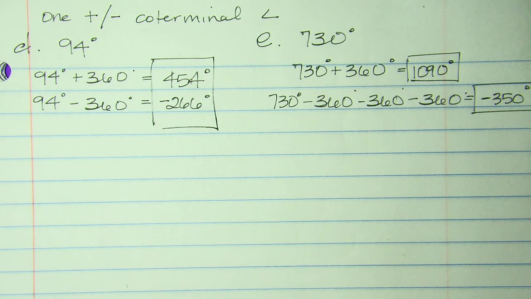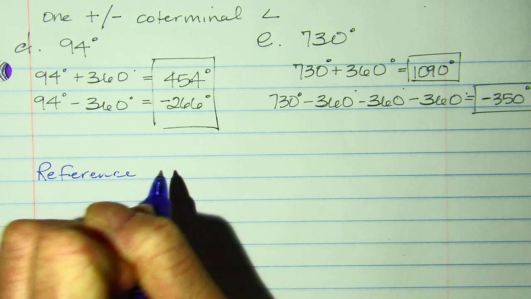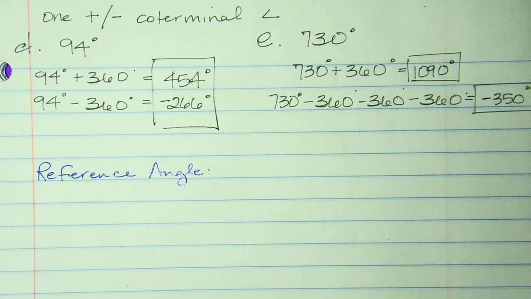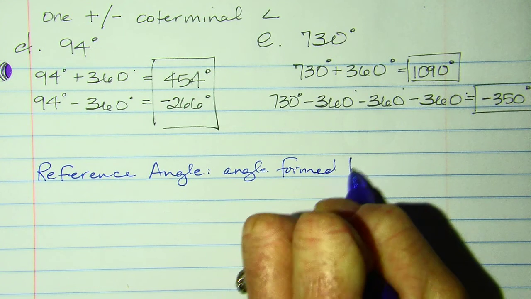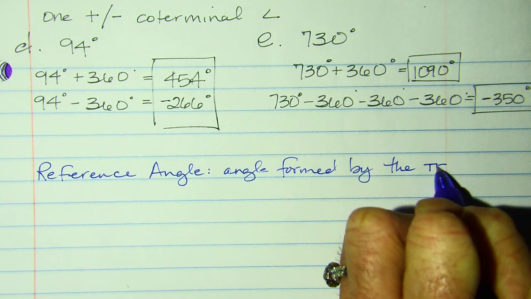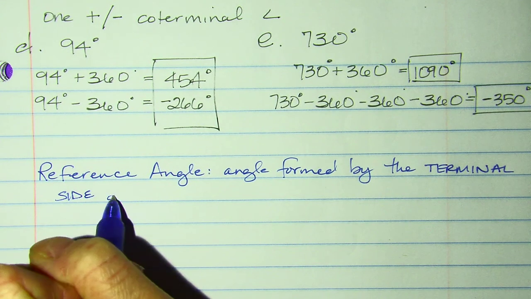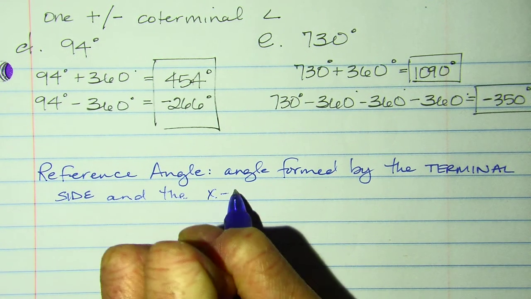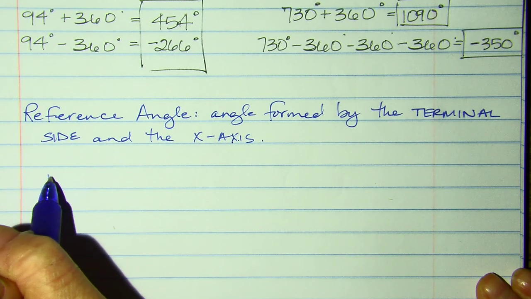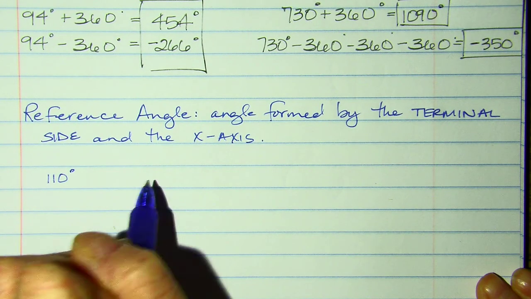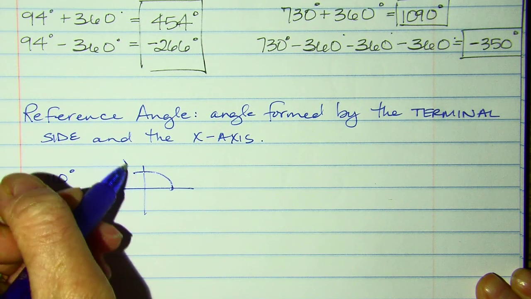Now, the next part of our notes has to do with reference angles. A reference angle is an angle formed by the terminal side and the x-axis. So I'm going to show you an example of one. If I said 110 degrees, so that's positive. So here's 90. Let's say this is 110.